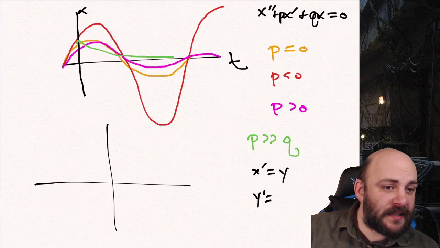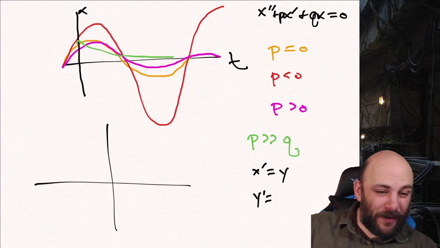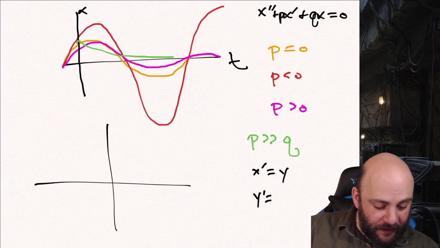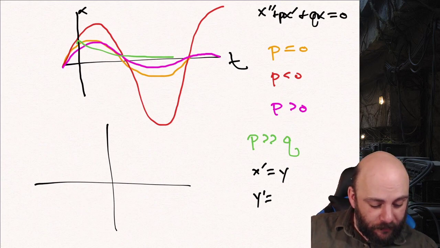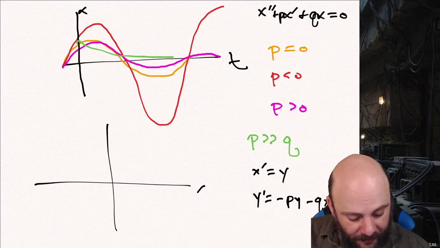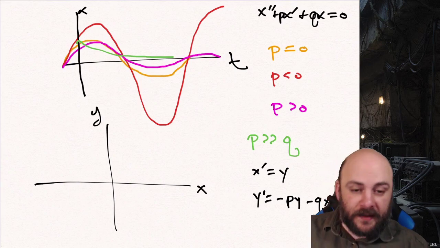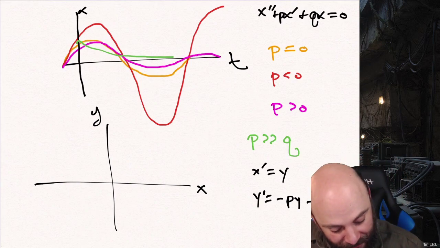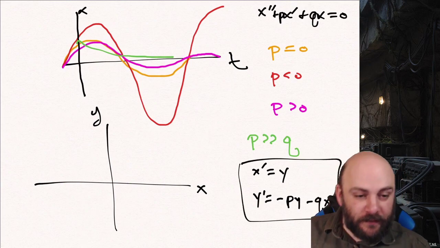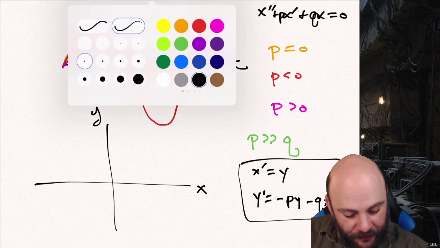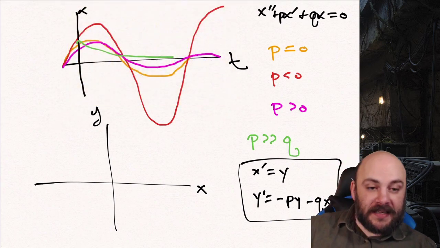All right. Now, if x is my position, this automatically identifies y as my velocity, how fast that mass is moving, right? And then if we took y prime, that's like taking x double prime. So this is minus py minus qx. If you don't remember this, like I said, please review. I am going through this a bit rather quickly. So I can look at these things in a phase plane, because what do I have? I have a linear system of first order differential equations.